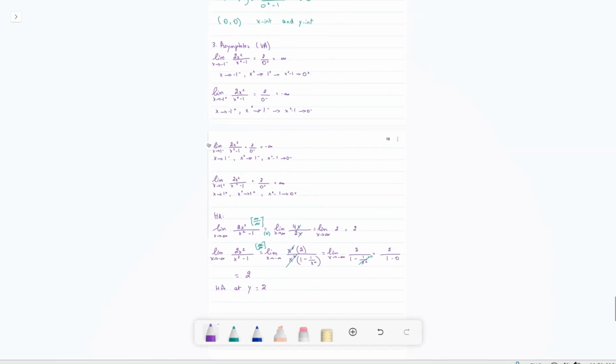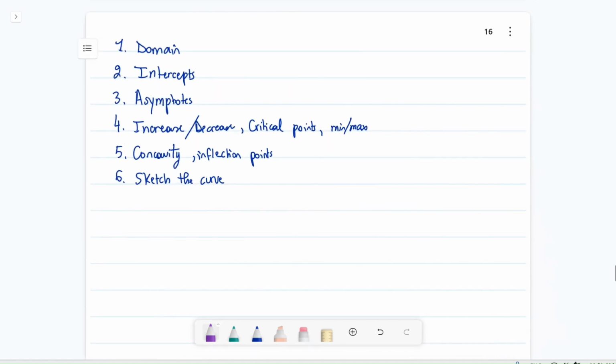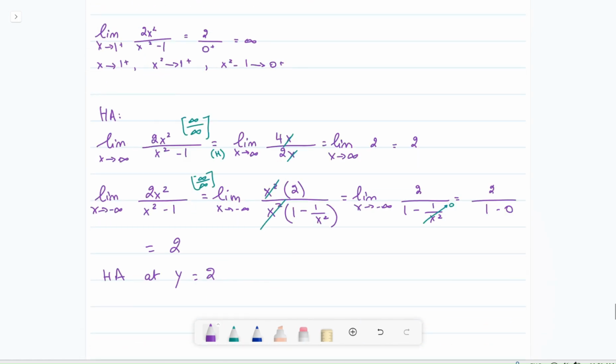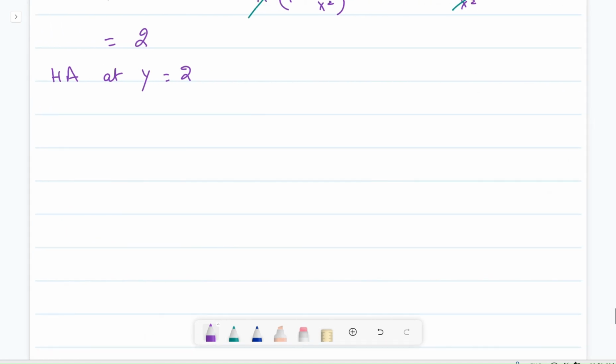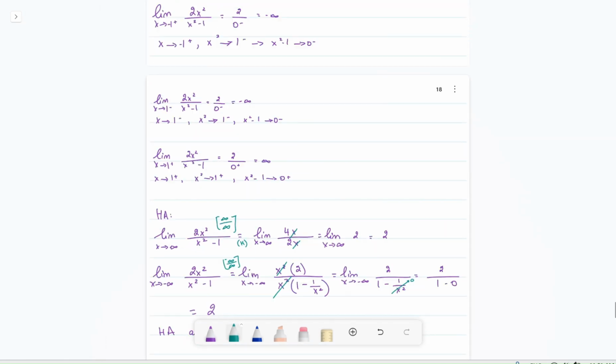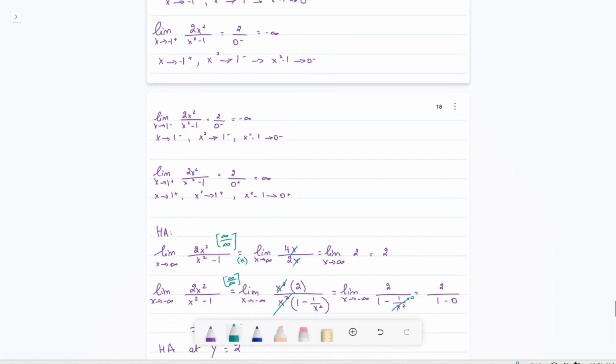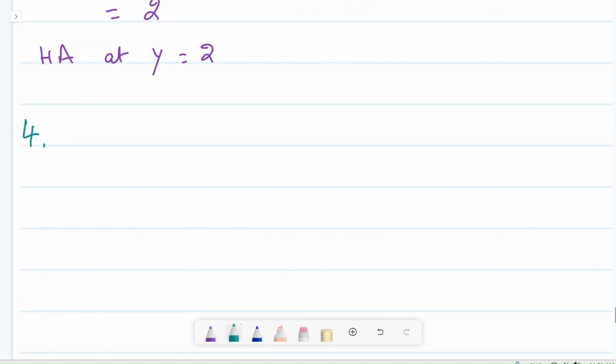So now we have seen the asymptotes. Let us go and look at what we're supposed to do next. We're supposed to find the first derivative, which is already given, and find when the graph increases, decreases, any critical points, minimum, local minimum, maximum. So let's do that. So this is step 4. Our first derivative was given to us. It is -4x divided by x squared minus 1 all squared.